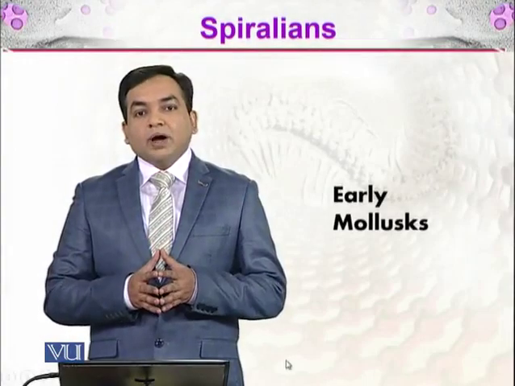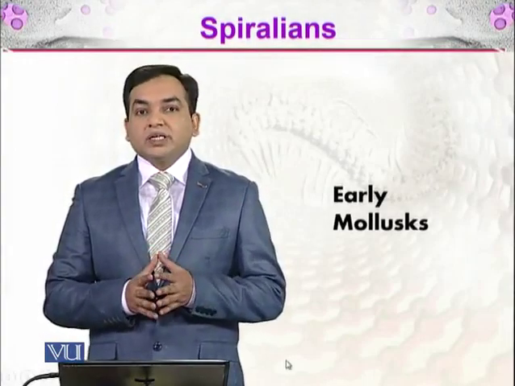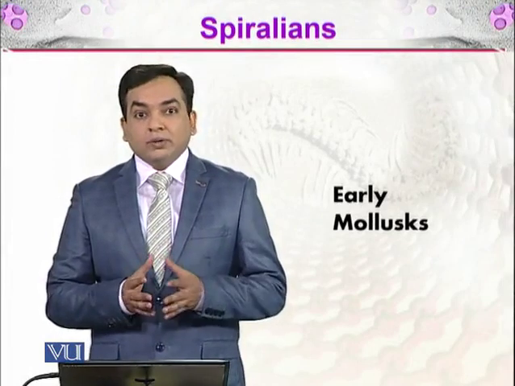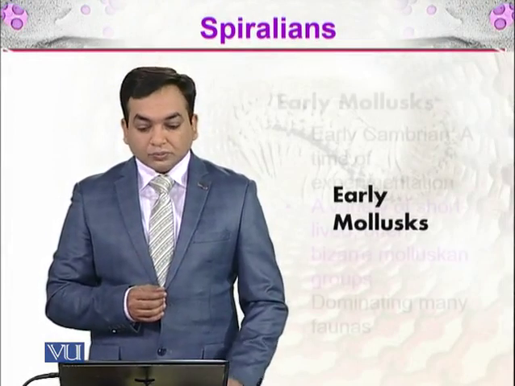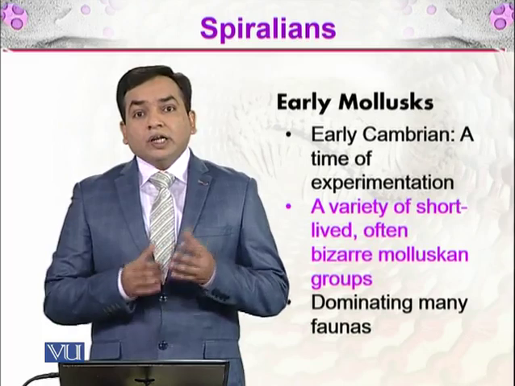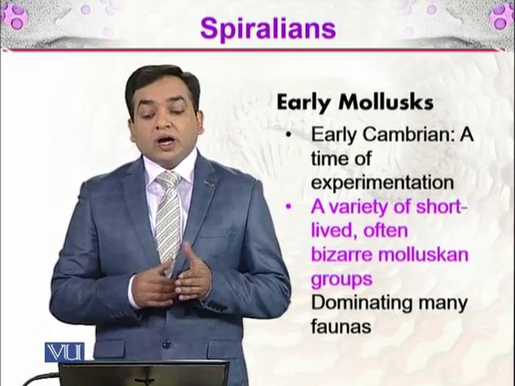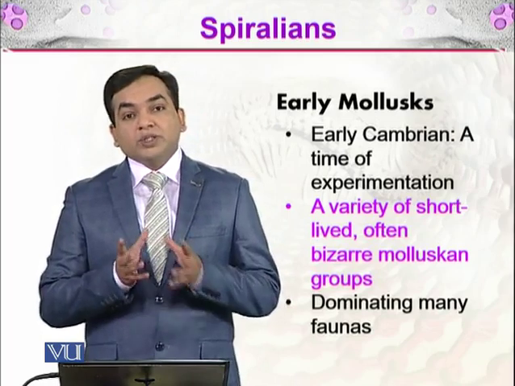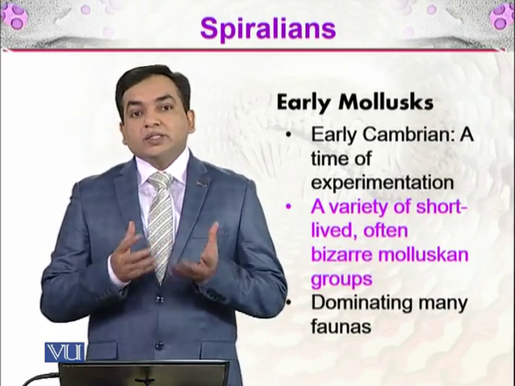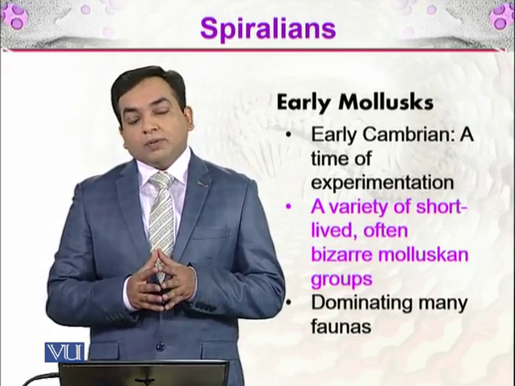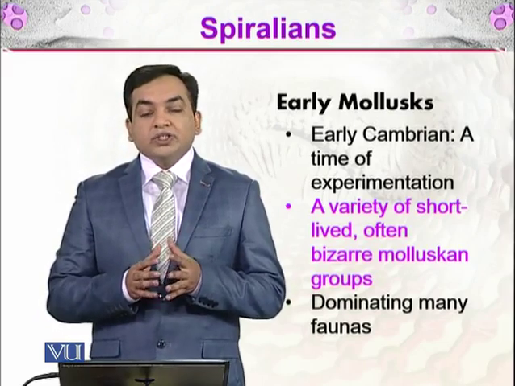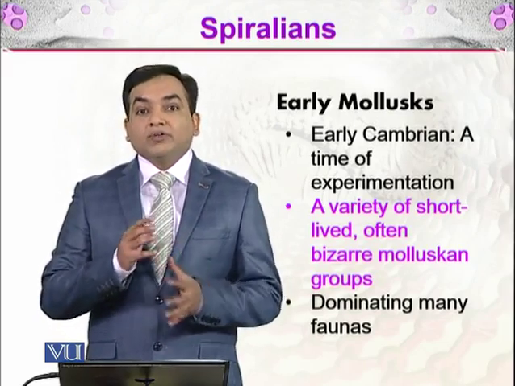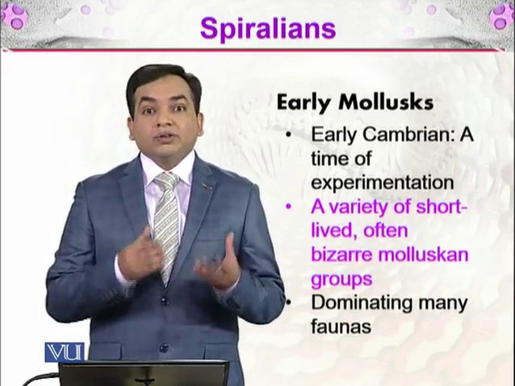In this topic about the spiralians, we will be discussing the early mollusks. The early mollusks were present during the early Cambrian, where they had a time of experimentation. So what does the time of experimentation mean? It means that they were evolving rapidly and trying different things.